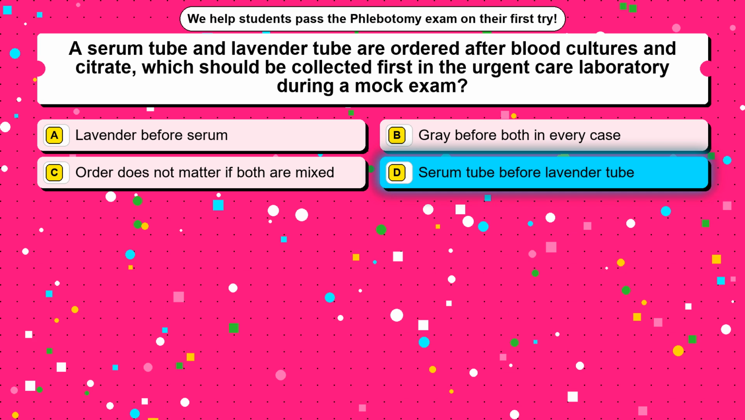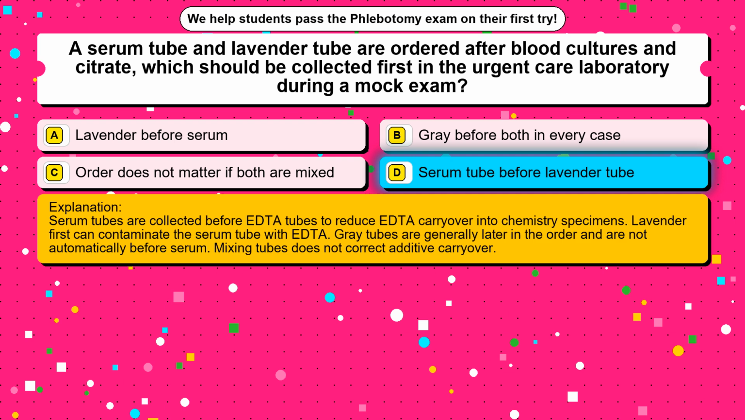The correct answer is option D. Serum tube before lavender tube. Serum tubes are collected before EDTA tubes to reduce EDTA carryover into chemistry specimens. Lavender first can contaminate the serum tube with EDTA. Gray tubes are generally later in the order and are not automatically before serum. Mixing tubes does not correct additive carryover.